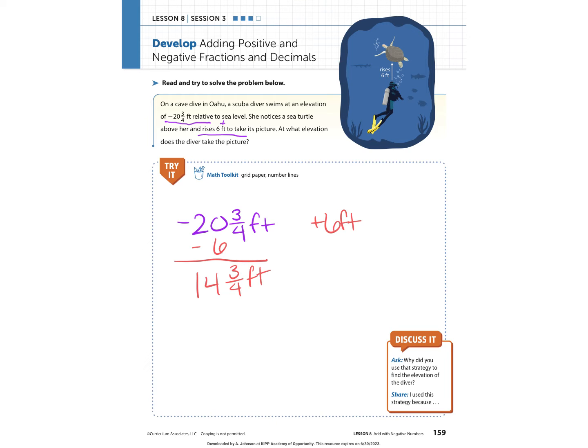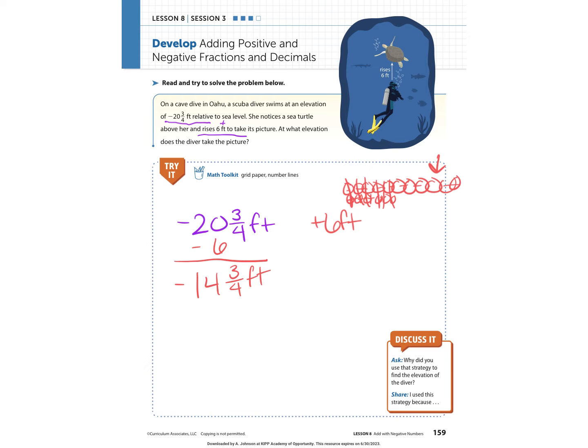So in my head right now, I did this, right? So imagine I have 20 of these that are negative and only 6 that are positive, right? So I did this part in my head. I got rid of those 6 zero pairs. What's left is still going to be negative. And when I did the math, I see that it's negative 14 and 3/4 feet.